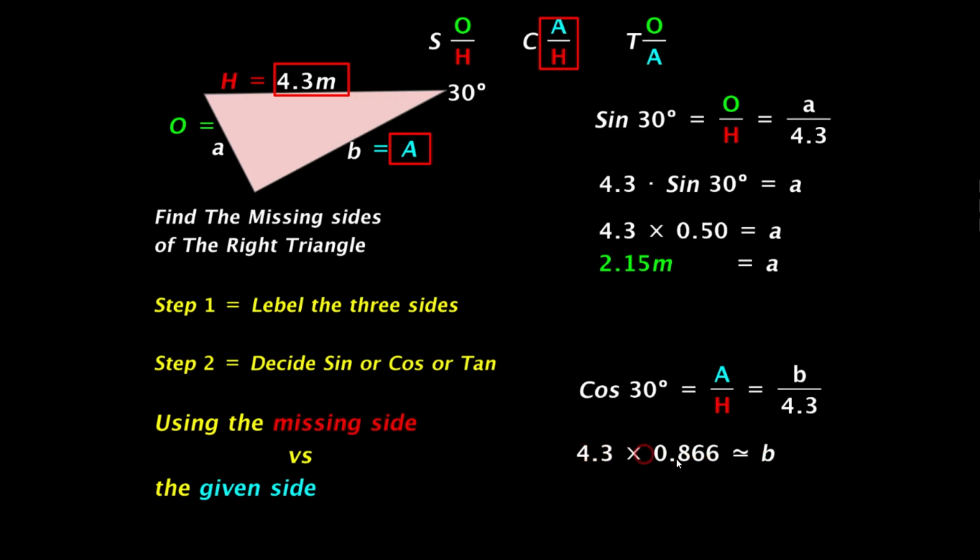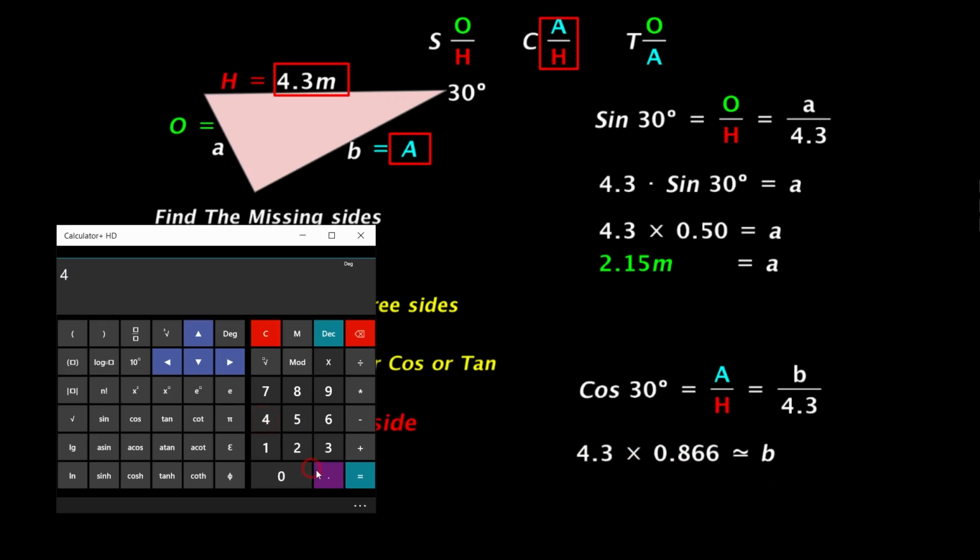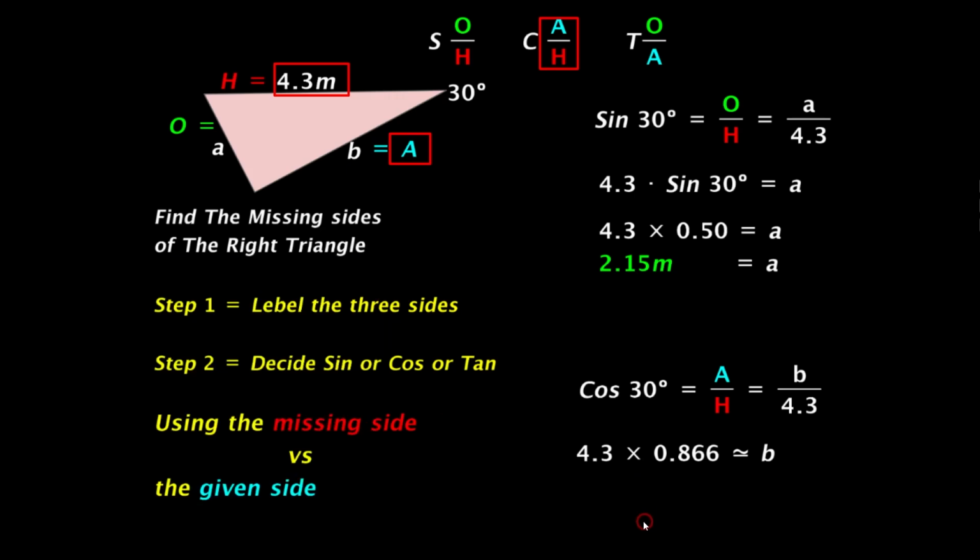Now the last thing is we multiply this value to get the final answer. So we bring the calculator: 4.3 multiplied with 0.866, and the answer is 3.72. We just take the rounded value of 3.72, so 3.72 meter is the size of B. So we got the value of A as 2.15, and the missing side B as 3.72, and we are done.